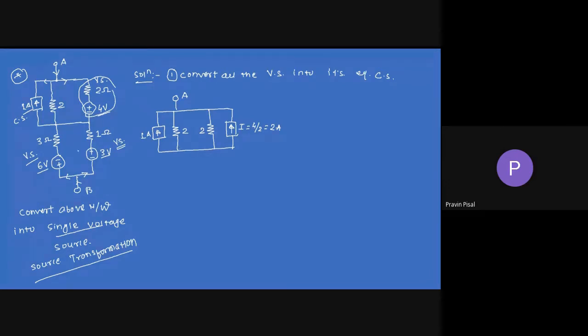Now similarly we will be converting the lower portion of the network. Okay, so I'm separating it like this. So both are connected ultimately. So I'm converting the 6 volt source. Okay, so this 6 volt source will be like this.